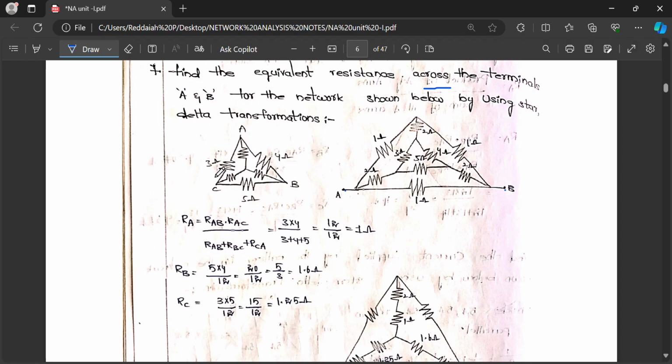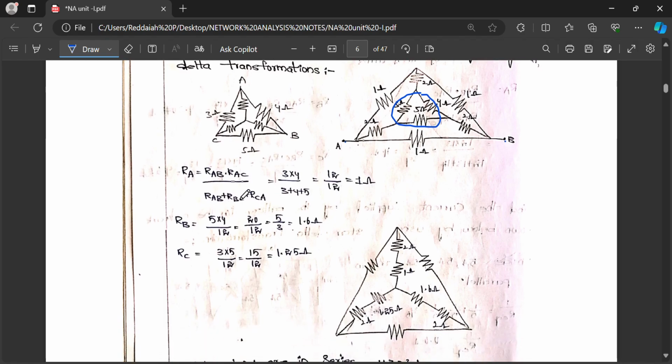First, we draw 3 ohm, 4 ohm, 5 ohm. This we are converting into star. How are we converting delta to star? If you know these formulas, you can solve any network. RA is the adjacent arms product divided by the sum of delta arms, 1 ohm. RA, RB, RC we calculated. We can redraw the circuit, in place of this, as a star network with 1 ohm, 1.25, 1.6.